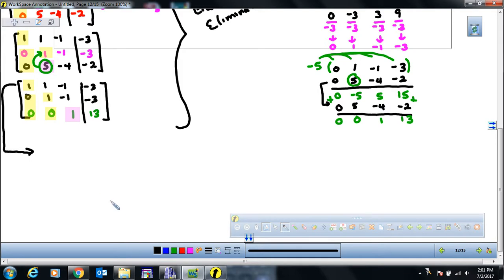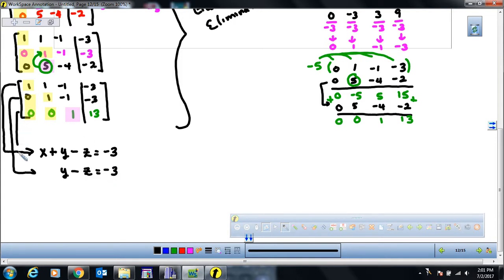Looking at the three matrices, we need to write the equations back. So my first equation is read as 1x plus 1y minus 1z equals -3. My second equation is read as 0x, so there is no x, so it is just plus 1y, which is y, minus 1z, which is minus z, equals -3.